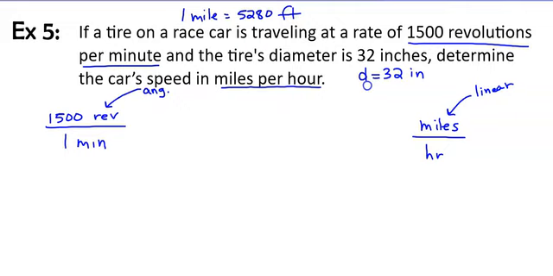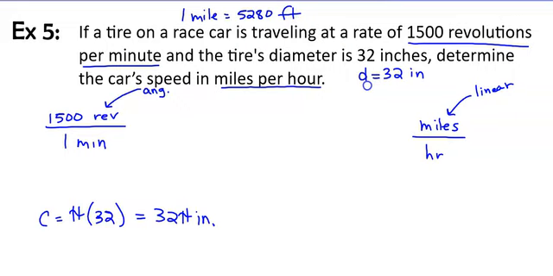Okay. So if we're going from angular to linear, we definitely need to find the circumference. So I'm just going to do that right away. We're going to need it, so let's do it. So circumference is 2 times pi times radius, or in this case, just pi times diameter is going to be easier. They give us the diameter. So pi times 32, or let's just leave it as 32 pi. And that is in inches. That's important.